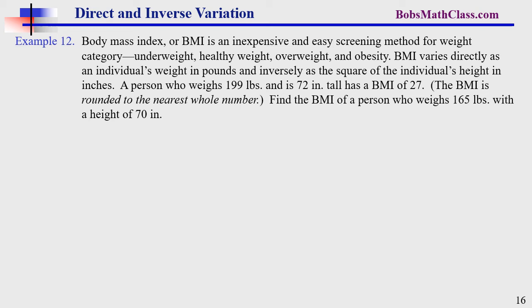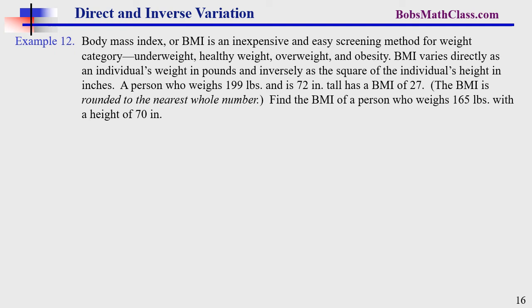All right, anyways, so BMI, let's see, it varies directly. So there's our sentence that we were looking for. There's that word varies. Directly, so whatever comes after the word directly is going to go on top. What's going to go on top? The individual's weight. So weight is going to go on top in pounds. Oh, it keeps going. And inversely, so whatever comes after the word inversely is going to go in the denominator. Inversely as the square, so we've got to square something, the individual's height in inches.